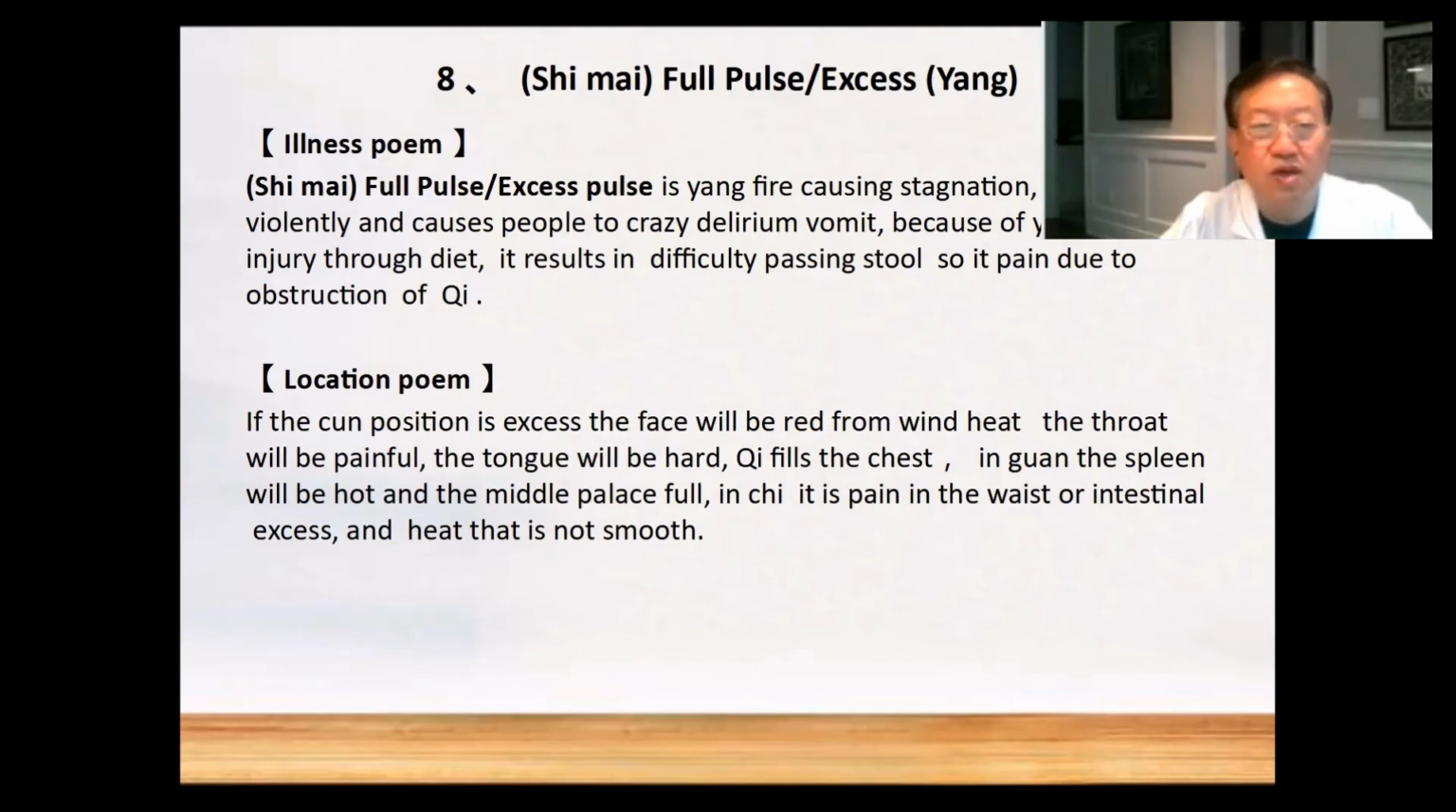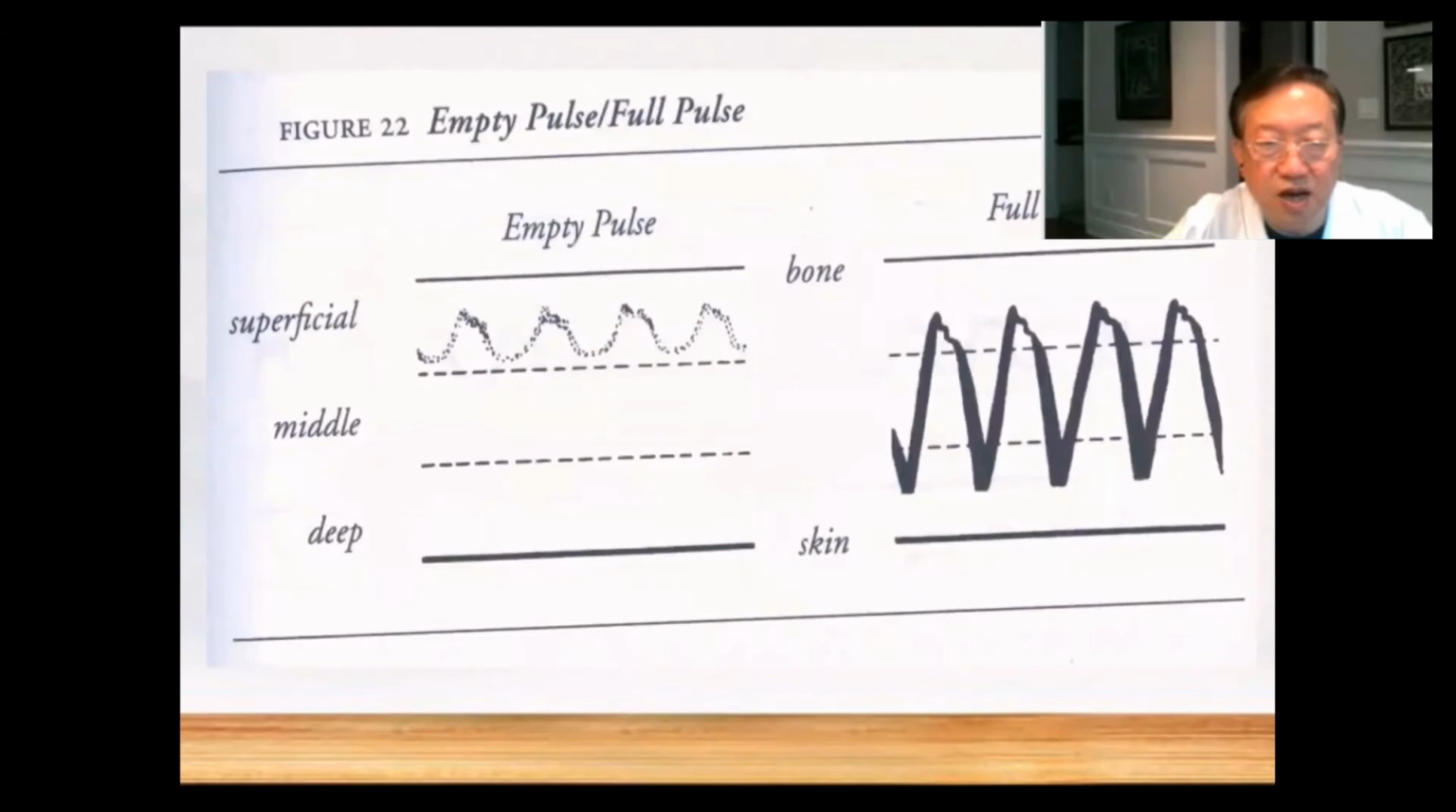Location poem. If the Tuan position is excess, the face will be red from wind heat. The throat will be painful. The tongue will be hard. Qi fills the chest. In Guan, the spleen will be hot and the middle palace full. In Chur, it is pain in the waist or intestinal excess and heat that is not smooth. Figure 22, empty, full pulse characteristics.